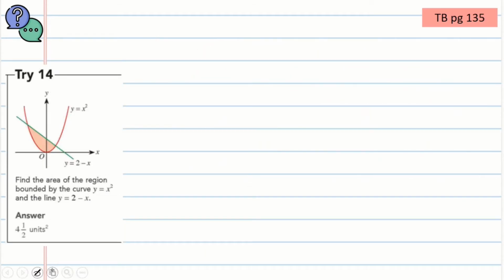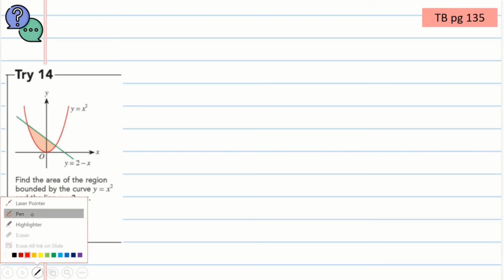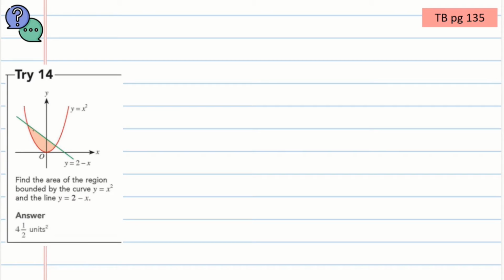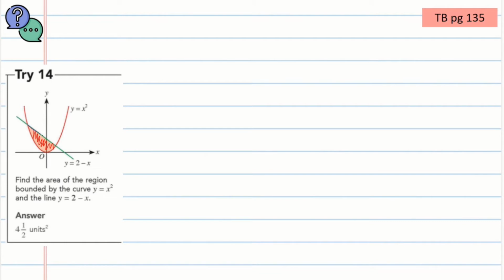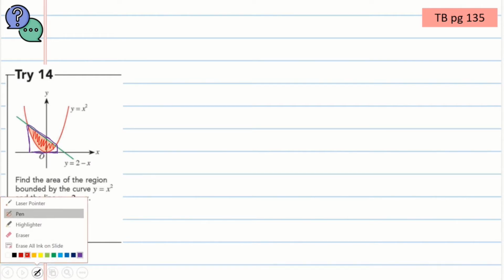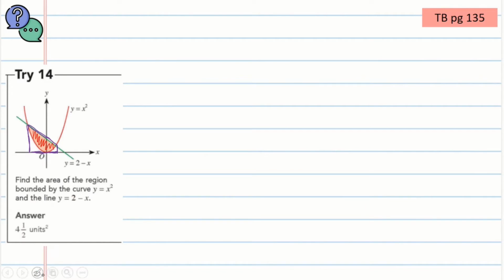Next, we move on to try 14. So in this question, we want to find the area of the region. Oops, let me get my pen out. Okay, so we want to find the area of this region here. So the strategy that we will choose is that we find the area of the bigger part, which is the area under the straight line here, and we minus away the area under the curve, which is this part. Let me get a different color, this part here.